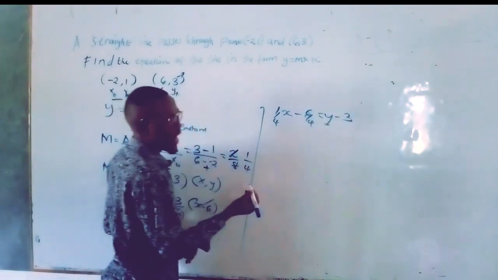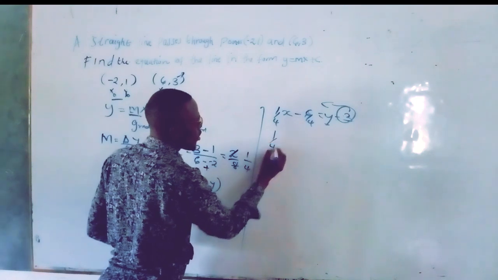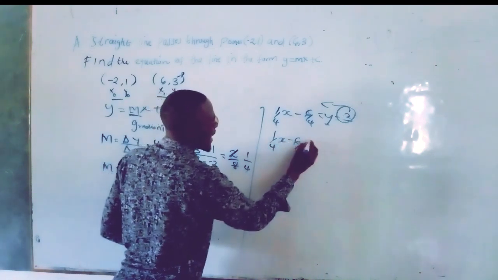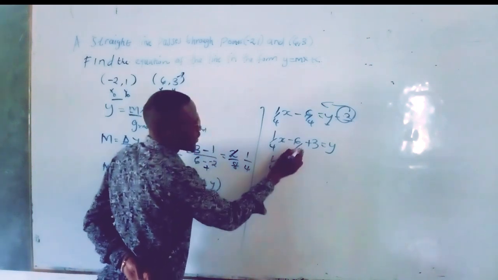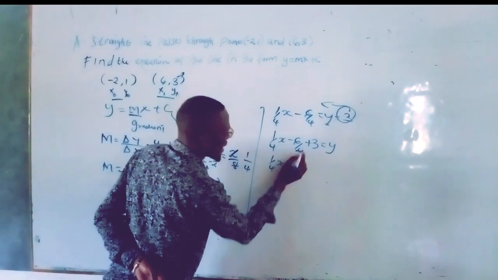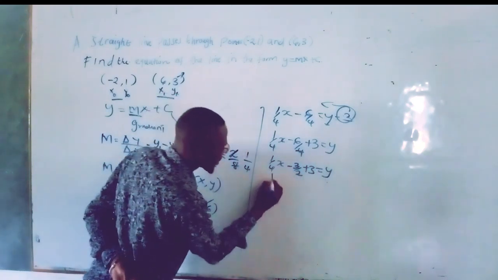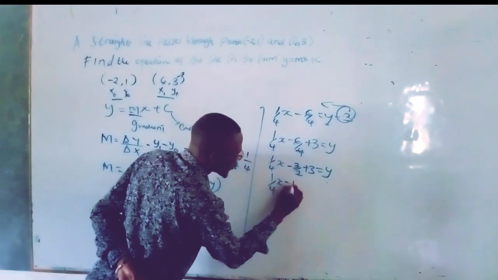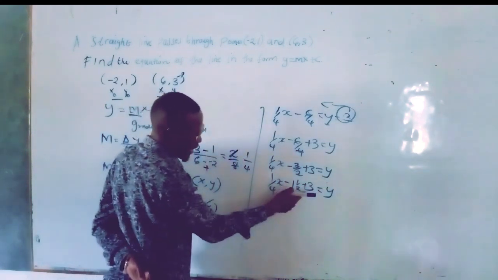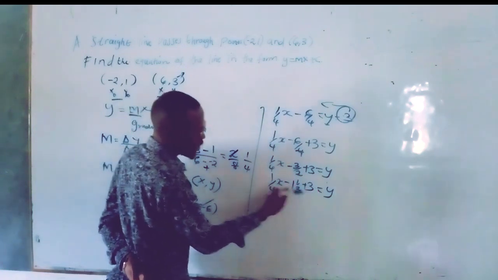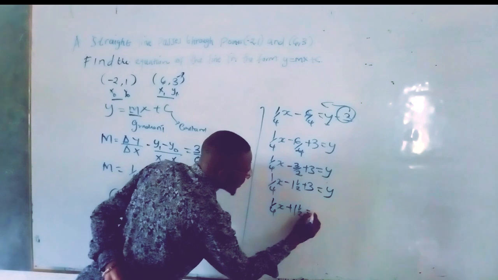Because I want to be left with y on one side, I take this 3 to the other side. Now remember, you carry the sign along. That means 1/4 x minus 6/4 plus 3 should give me y. So 1/4 x, and when I simplify, minus 3/2 plus 3 is equal to y. I can also rewrite this as 1/4 x minus 1 1/2 plus 3, which is equal to y. When I subtract 3/2 from 3, it will give me 1/4 x plus 3/2, which is equal to y.